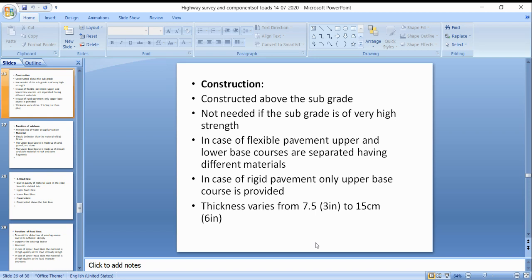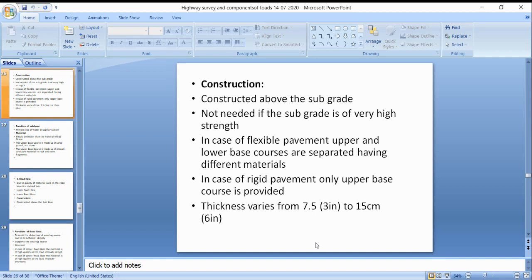If the strength of the subgrade is more, having more bearing capacity and more load capacity, then there is no need of laying a subbase at that location. If the subgrade has little capacity, then the subbase has to be laid. In case of flexible pavements, upper and lower base courses are separated, having different materials. So for that we are laying the subbase.